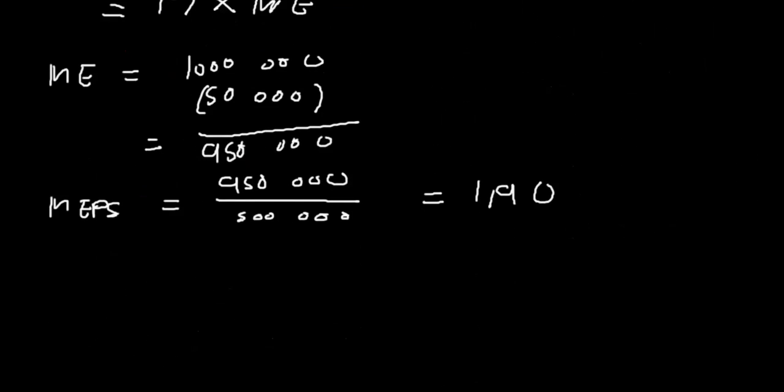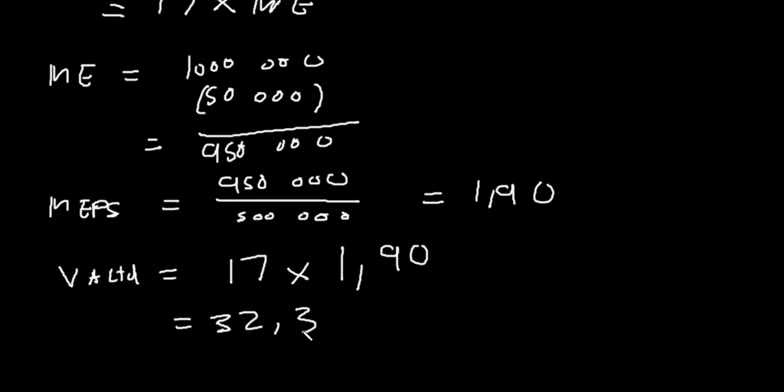Now, I need to determine the value of A limited. So the value of A limited will therefore be the 17 in this case, which is the multiple of the financial service industry, times the maintainable earnings per share of A limited. And the answer we get here is 32.3. So that's the ordinary equity value per share of A limited, which is the same as the value of A limited per share. So the share price, the value is 32.3.